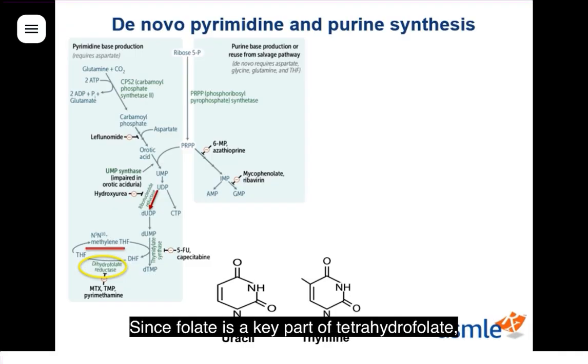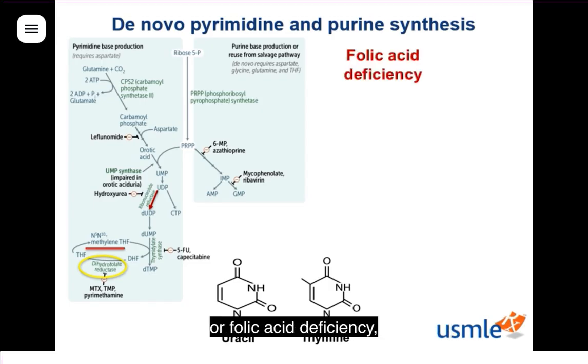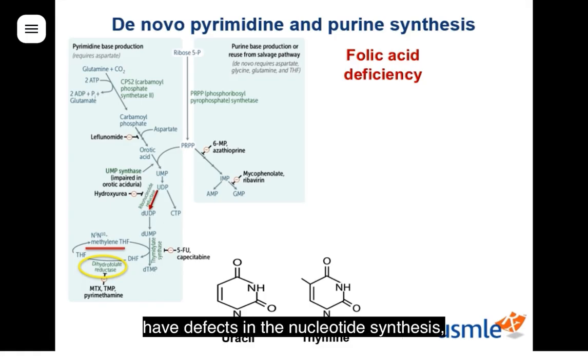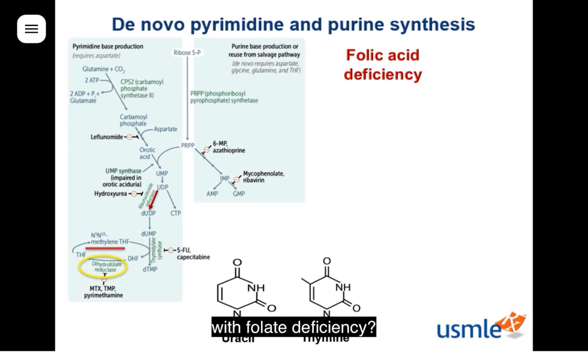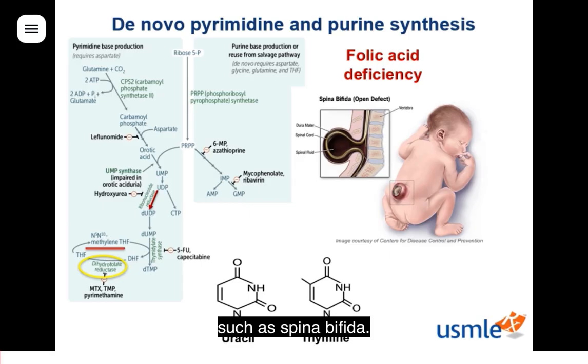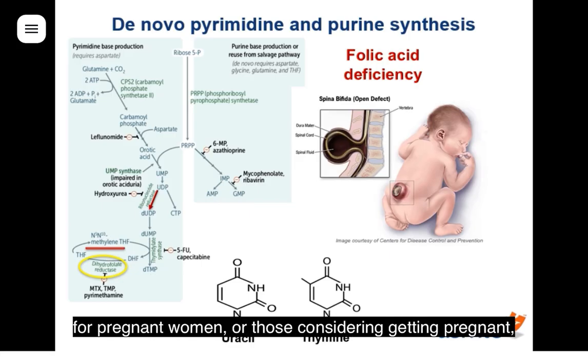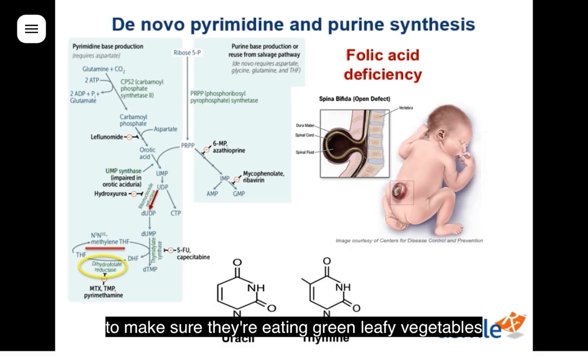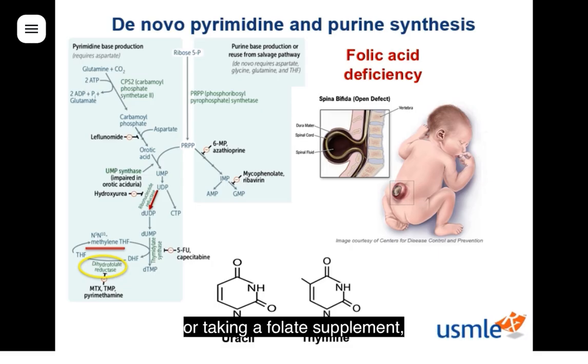Since folate is a key part of tetrahydrofolate, people who have a folate or folic acid deficiency have defects in the nucleotide synthesis, which in adults can cause anemia. What could happen to a developing fetus with folate deficiency? Well, this can cause neural tube defects such as spina bifida. This is why it's very important for pregnant women or those considering getting pregnant to make sure they're eating green leafy vegetables or taking a folate supplement, which is present in prenatal vitamins.